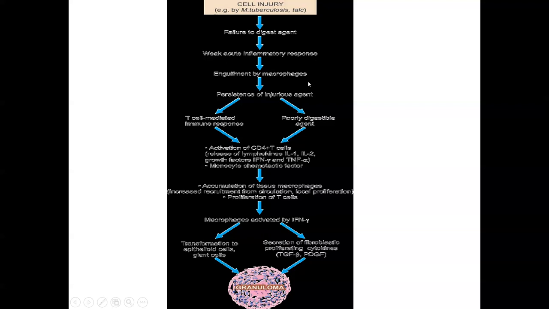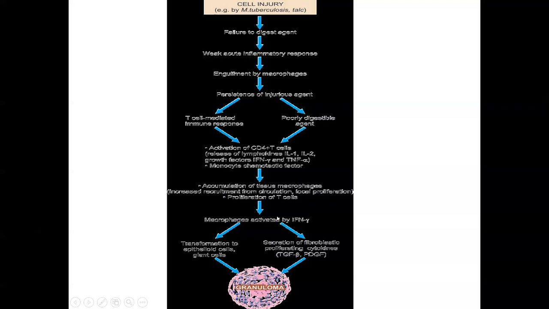A weak acute inflammatory response to Mycobacterium tuberculosis stimulates macrophages, and then a T cell mediated immune response to a poorly digestible agent such as Mycobacterium tuberculosis. Then activation of CD4 T cells, and then release of lymphokines, interleukin 1, 2, various growth factors. And that is a monocyte chemotactic factor.